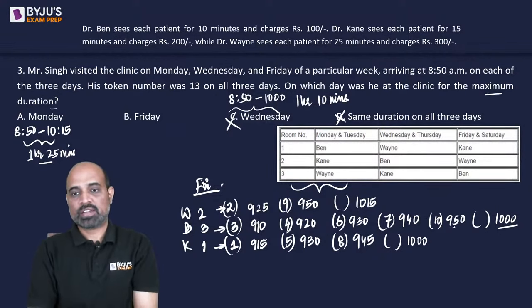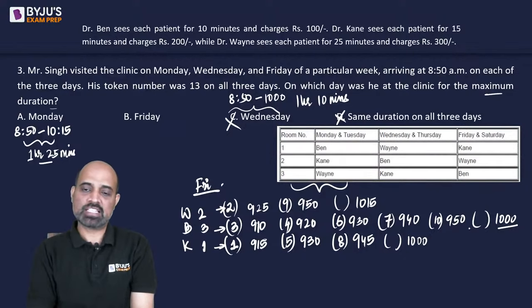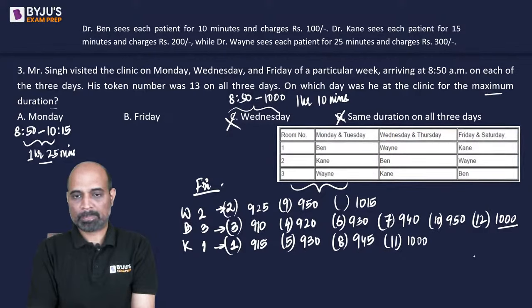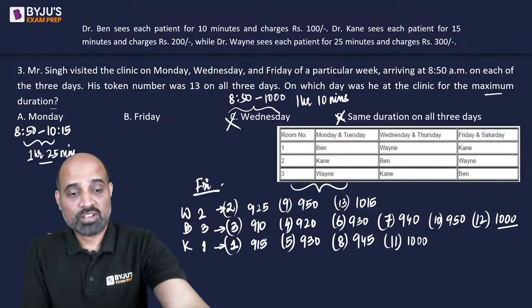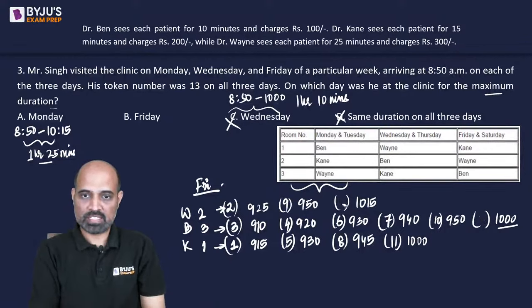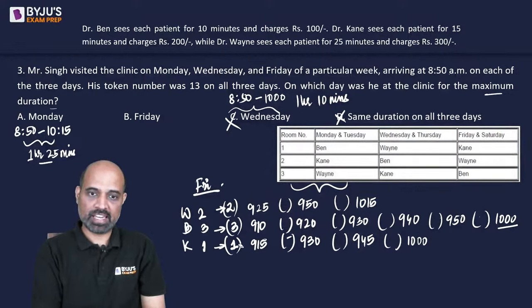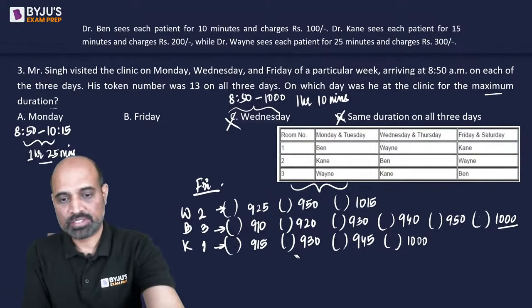9:50. Now at 9:50 he is free. Then patient number 11 will go to Ben because he's free by 9:45, and then he will go to 12. Ten and 10, and then 13. Looks like I am making some mistake here. These are the timings at which they exit, the patients, not when they enter, right?